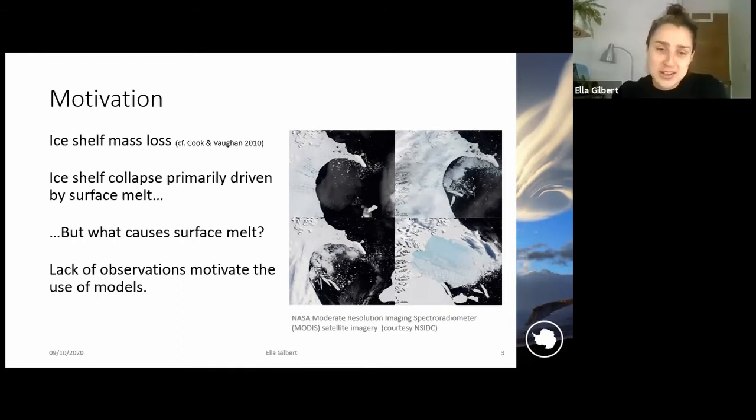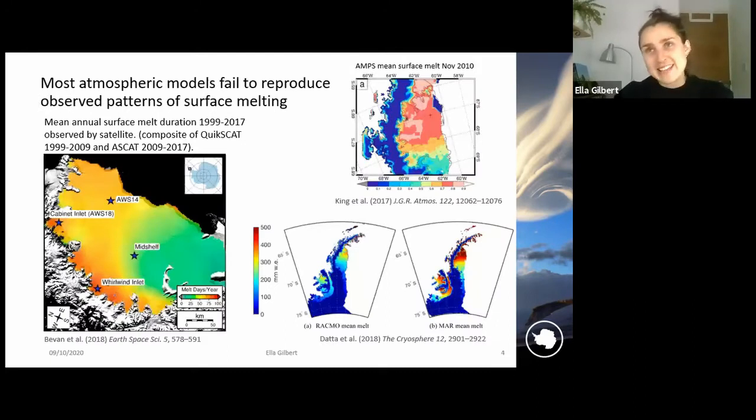And it being Antarctica, there are relatively few observations that we can use to unpick that question. The limitations of satellites at high latitudes and the relatively short time series that we have mean that models are a really helpful tool to understand the processes going on. Now, the only thing is that lots of atmospheric models fail to reproduce the observed patterns of surface melting that we see on the ice shelf.